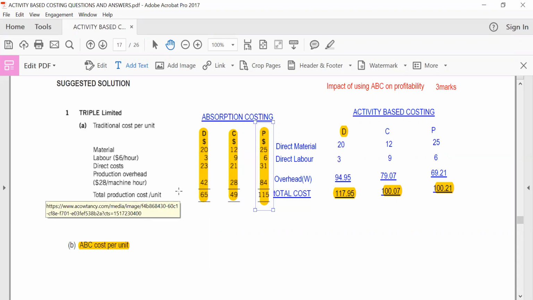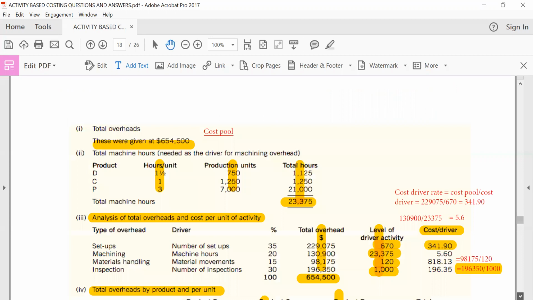It is the overhead which is going to change because actually we brought in absorption costing and activity-based costing to help in the valuation of overhead. So it should change. The overhead should change when you move from either absorption costing to activity-based costing or activity-based costing to absorption costing. We do not use absorption costing or activity-based costing to look at valuation of material or labor. I've already talked about that, right?